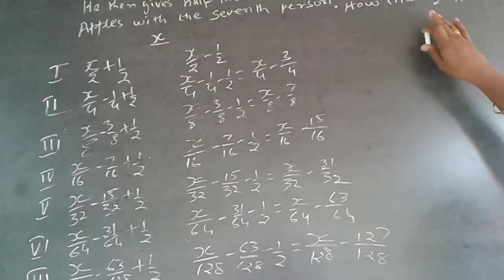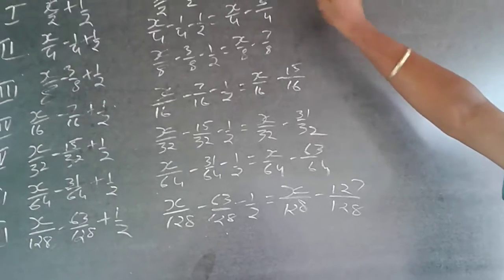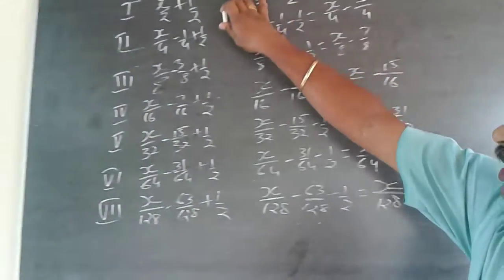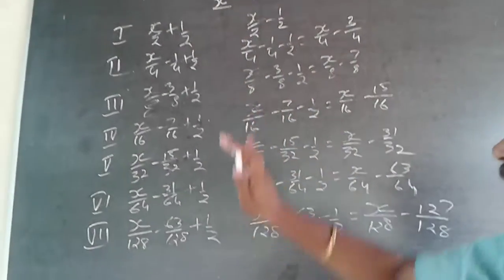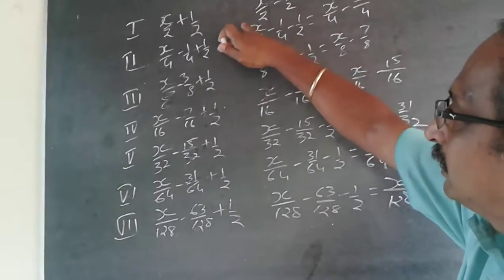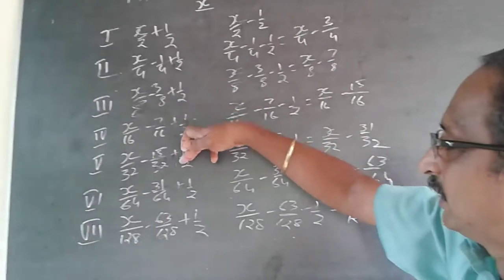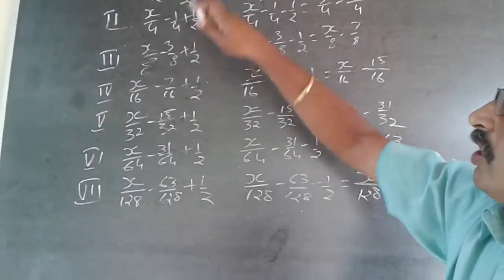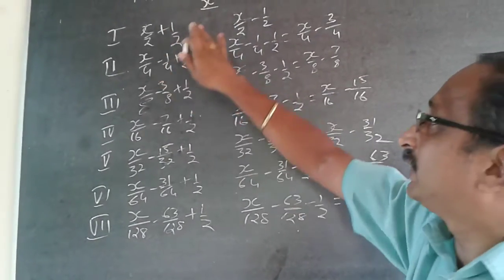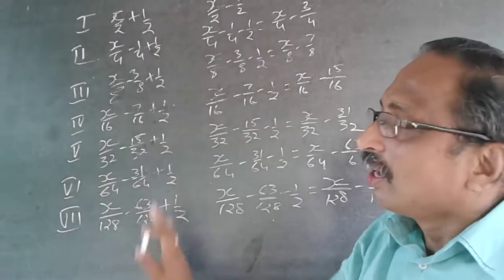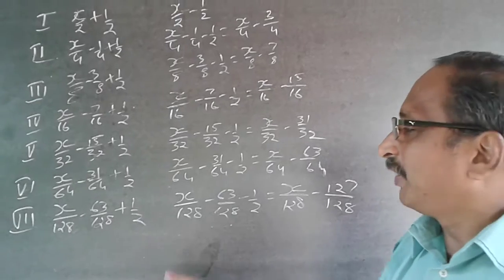What is given? How many apples does he have? He exhausted the 7th person. Now he has got x number of apples. He gives it to 7 persons, means x will be equal to this plus this plus this plus this plus this plus this plus this. So this is going to be a difficult way of solving it. If I say x will be equal to the total of all this, you will be getting an answer. But it's a difficult way of solving it.